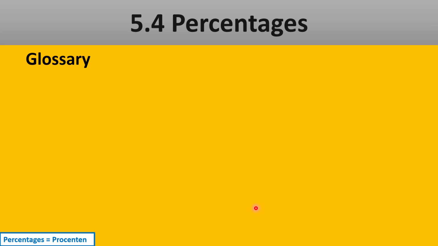Okay? And for the glossary, we really only have percentages here, which in Dutch is procenten. And you could say the approximately sign, the wavy sign. Approximately in Dutch is ongeveer. Okay? Good luck.